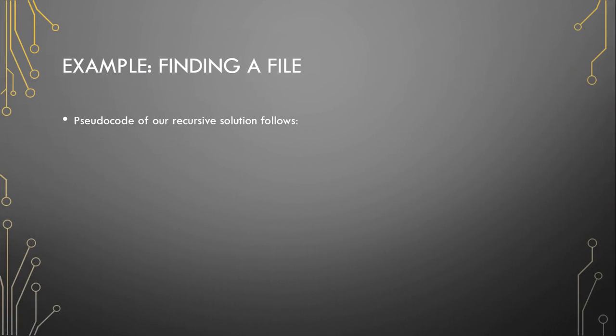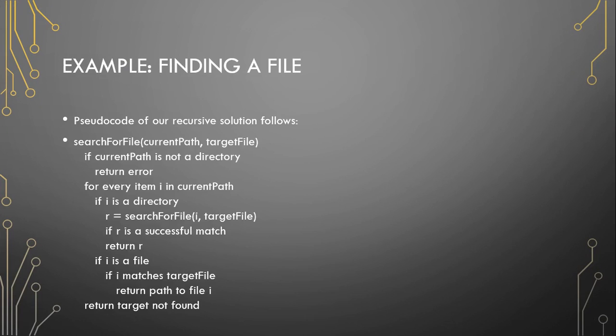So, a quick pseudocode of how a recursive solution should look. We're going to search for a file based upon the current path and the target file. If the current path is not a directory, return an error. For every item in the current path, if that item is a directory, R is search for file I, target file. If R is a successful match, return R. If I is a file, we're going to check to see if it matches the target file. And if so, we're going to return the path to the file. Otherwise, return target not found.